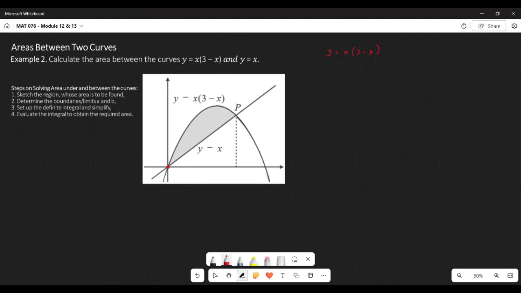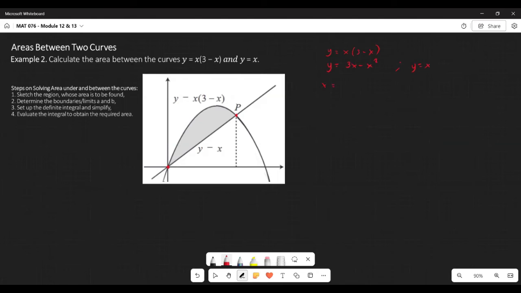Anyway, para makuha natin yung limit na isa, itong point na ito, kasi yun yung end point ng ating area, ganun ulit, substitute natin yung isang function sa isang function. Ang tawag doon is solving the equation simultaneously. So we have y is equal to x times 3 minus x, or pwede natin simplify yan ng 3x minus x squared.